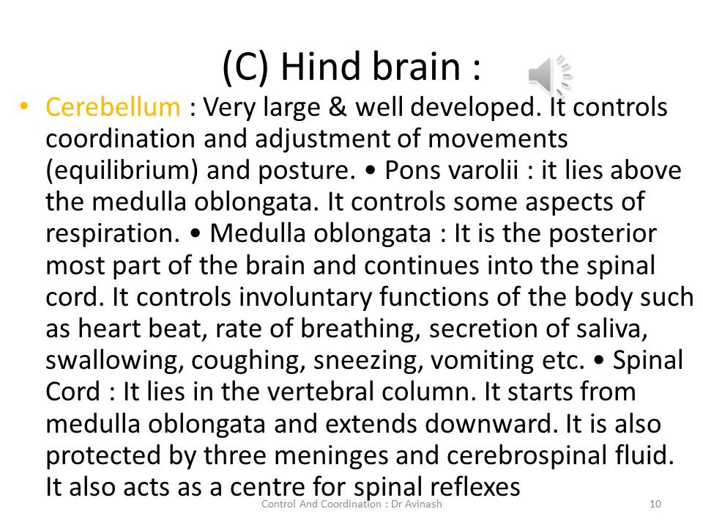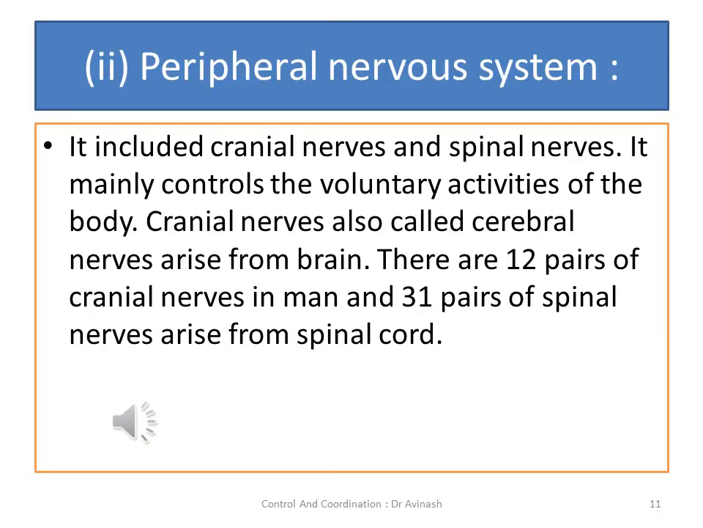Now next system, we have seen central nervous system. Now next is peripheral nervous system. Let us see what is there in peripheral nervous system. Now this peripheral nervous system, it consists of cranial nerves and spinal nerves. It mainly controls the voluntary activities, the activities which we wish to do. These activities are controlled by cranial nerves and spinal nerves, which are the parts of peripheral nervous system.